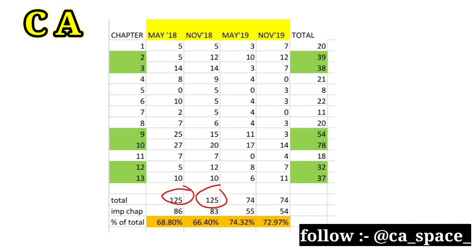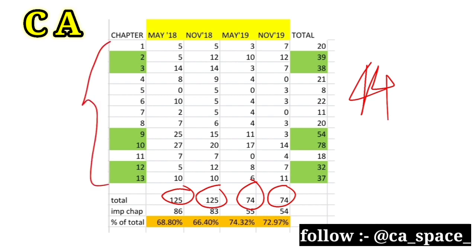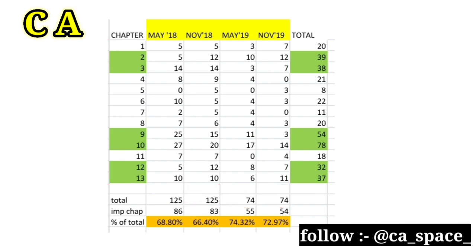In May 19 they introduced the objective paper too, that is, they included MCQs, correct or incorrect. So here I have written 74 and 74, because the other 44 marks of the objective paper I haven't included here. These 74 and 74 marks are purely for the subjective paper. So in these 13 chapters, the total of the subjective questions asked is 74 and 74 marks each.